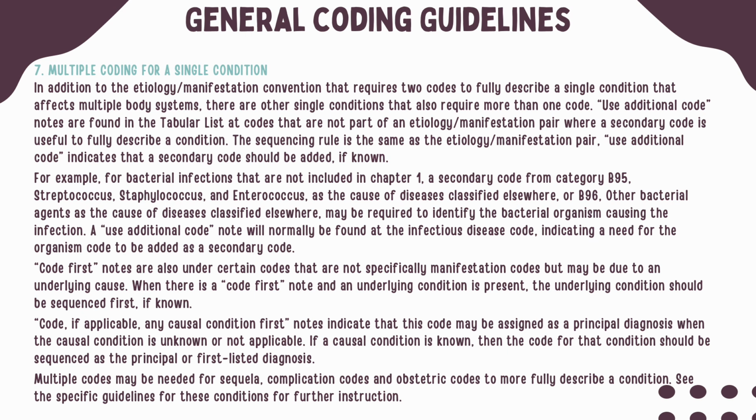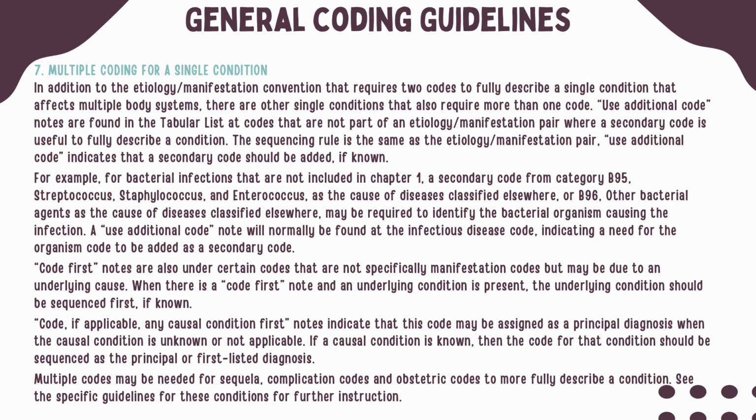Sometimes conditions require multiple codes to fully describe said condition. When that happens, a use additional note will be found in the tabular list. In this case, a secondary code is needed to represent the complete condition. An example of this would be for bacterial infections. If a code is needed from other than Chapter 1, a second code from Category B95 or B96 may be required to identify the bacterial organism that has caused the infection.